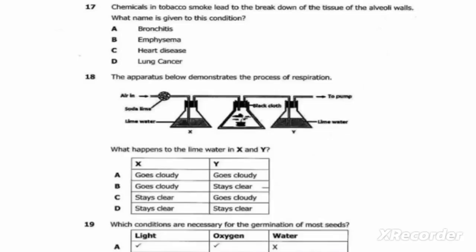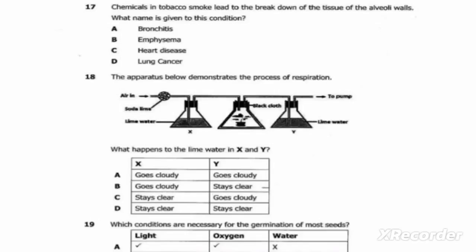We shift to question 17. The question reads, chemicals in tobacco smoke lead to the breakdown of the tissue of the alveoli walls. What name is given to this condition? A. Bronchitis. B. Emphysema. C. Heart disease. D. Lung cancer.